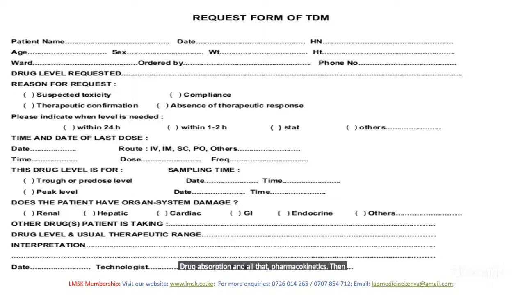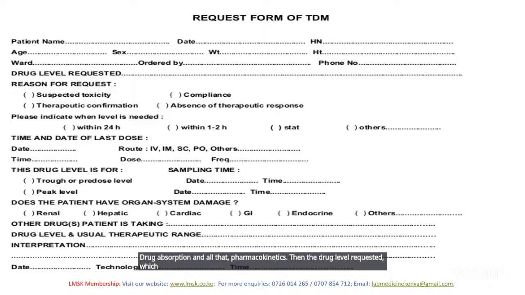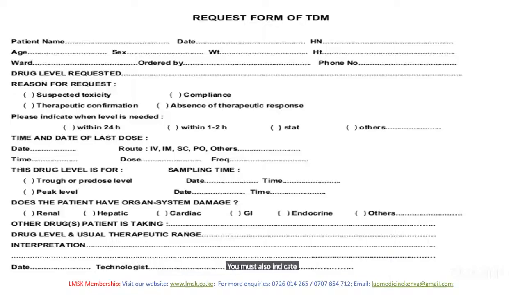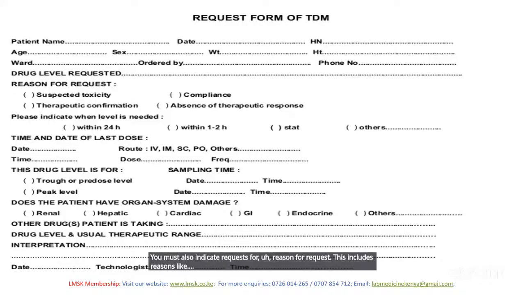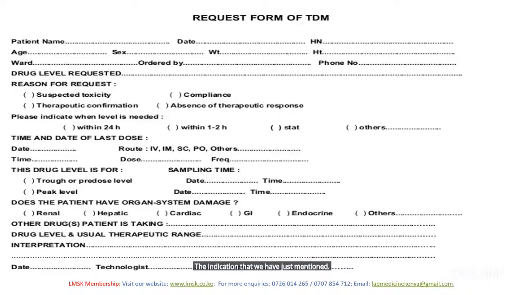Then the drug level requested. Which drug are you requesting? You must indicate that. You must also indicate the reason for the request. This includes reasons like the indications that we have just mentioned. Is it due to suspected toxicity? Do you want to just confirm therapy, whether the patient is taking the drug? Do you want to see compliance with the dosages? Do you want to see absence of therapeutic response?